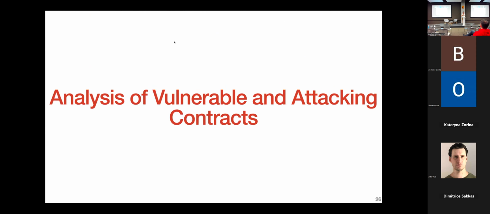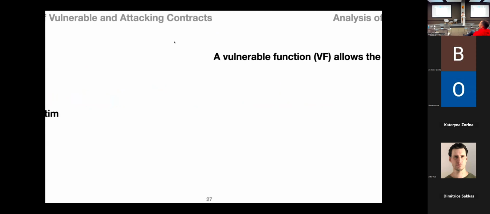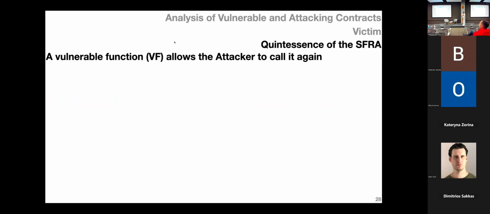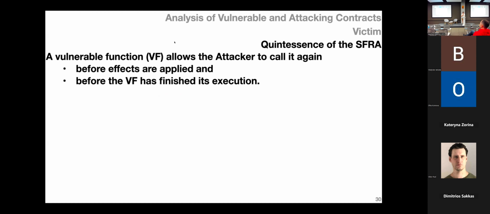Analysis of vulnerable and attacking contracts. The victim contracts. The quintessence of the single function reentrancy attack is a vulnerable function that allows the attacker to call it again before effects are applied. Effects is when the function changes the contract state, i.e. variable values, and before the vulnerable function has finished its execution.